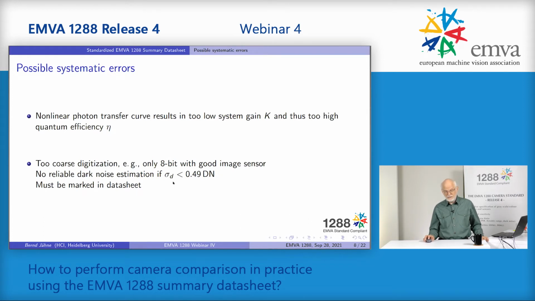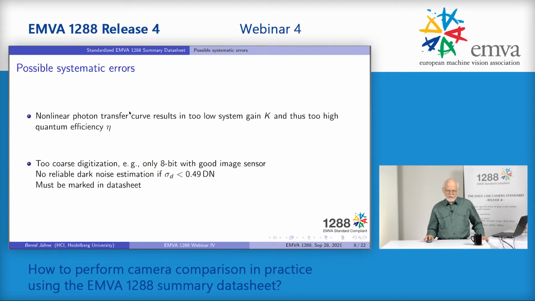So you cannot say anything about the dark noise, because then you always get the same value and cannot measure how large the dark noise really is. So that must also be marked in a data sheet if you cannot measure the dark noise. And those who are interested in all the detailed measurements will learn all the details of how to do this.